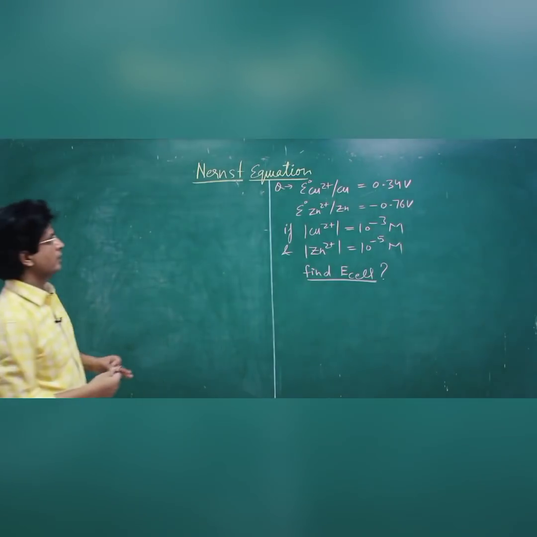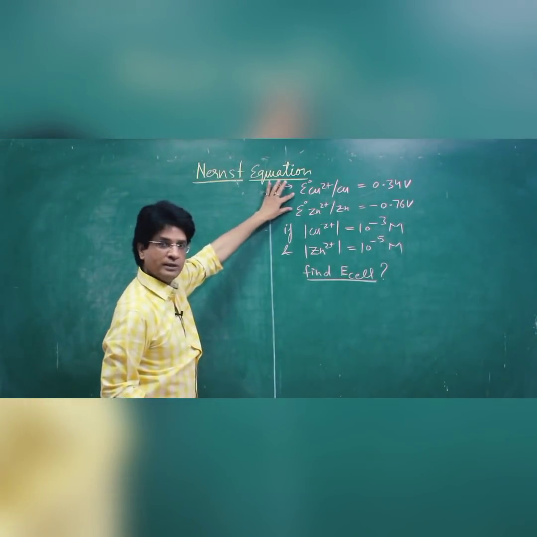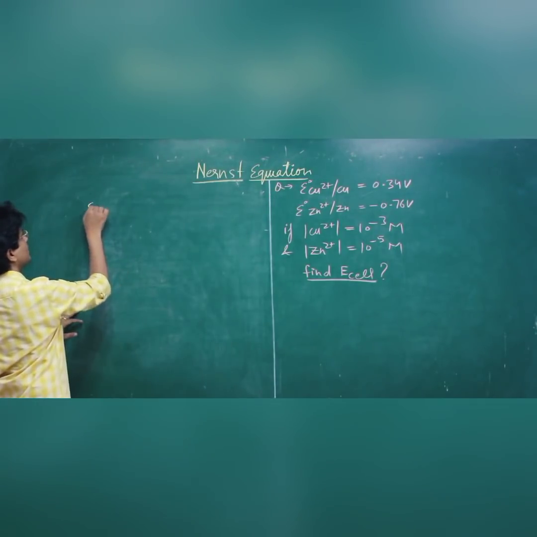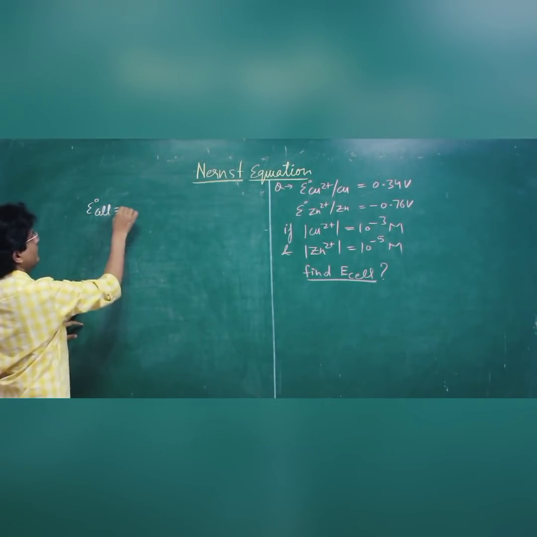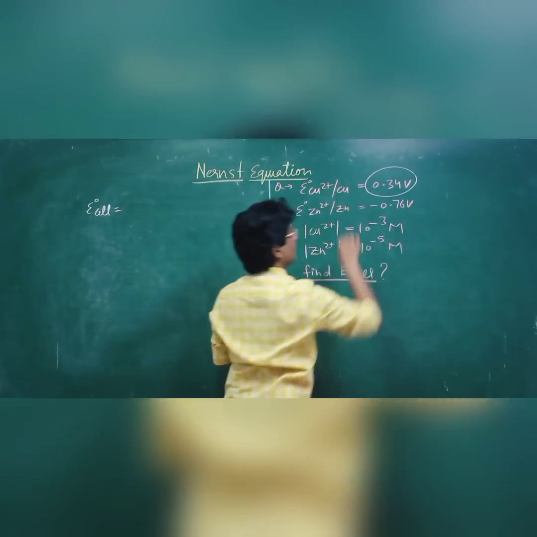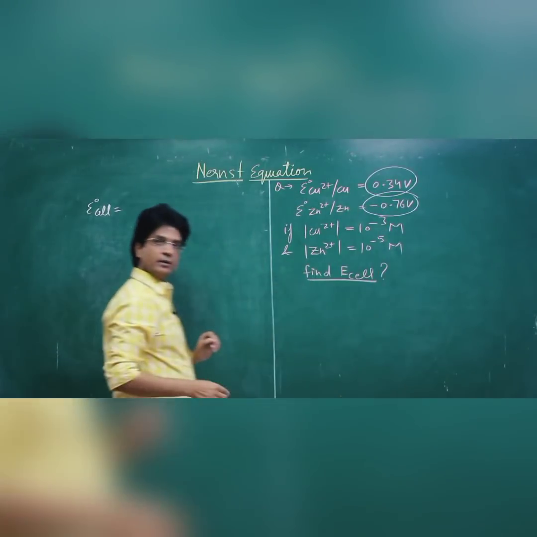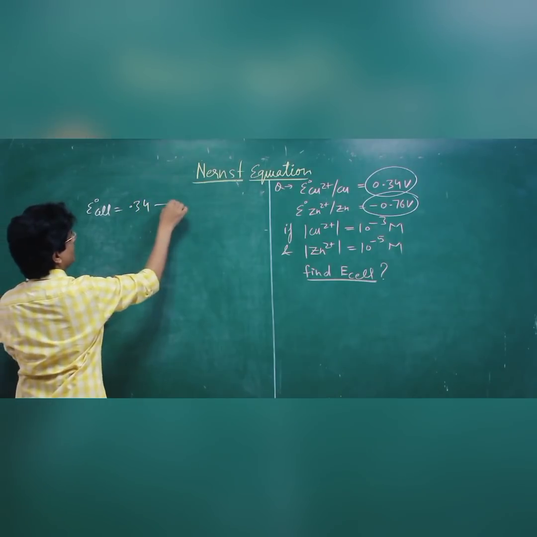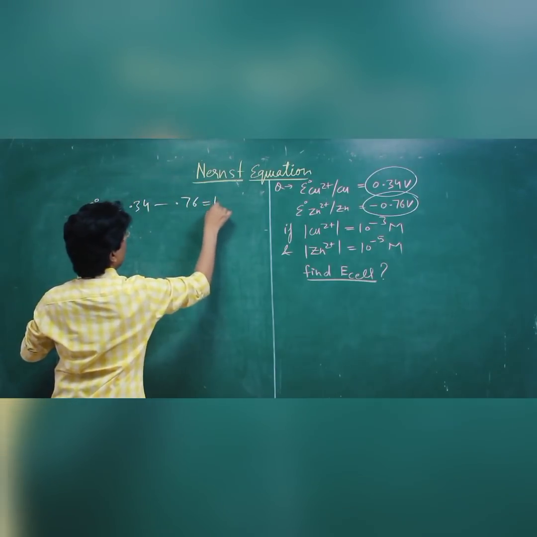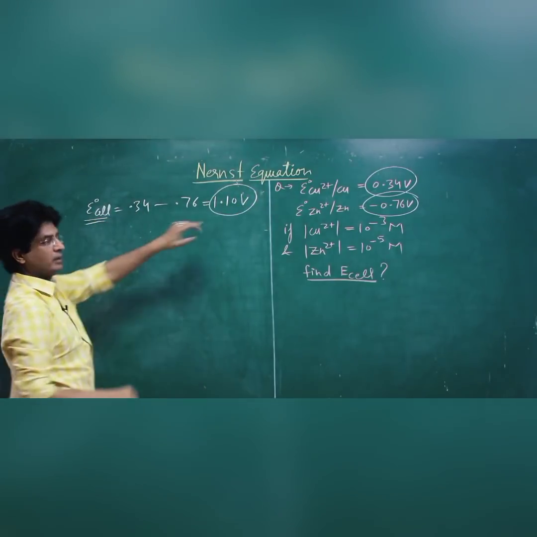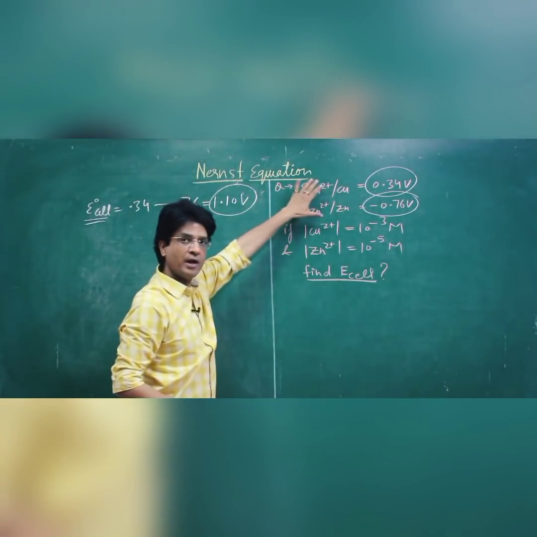See, first of all, these are the two half cells. So let me find out the cell potential. E naught cell will be the higher SRP, which is for copper, minus the lower SRP. So that will be 0.34 minus of minus 0.76, that will be 1.10 volt. Now this is the E naught cell when the cell is under standard conditions.